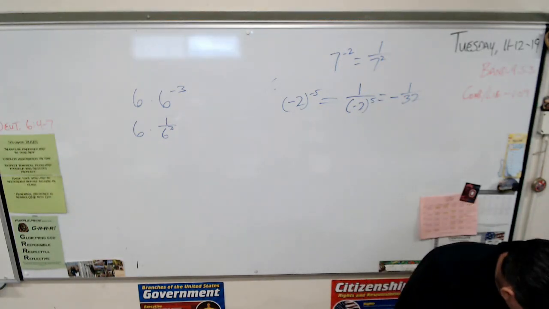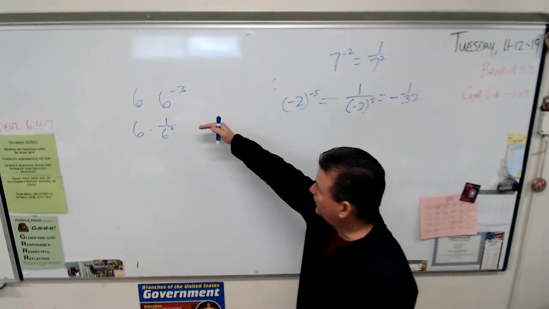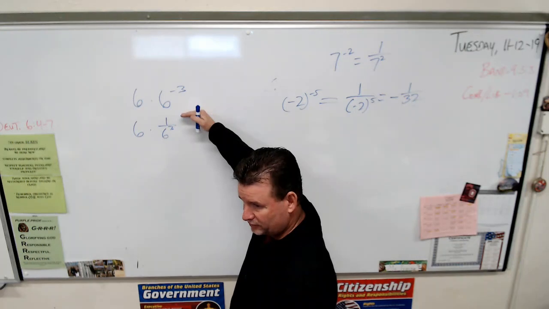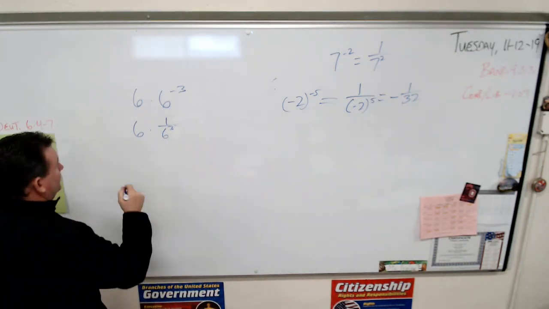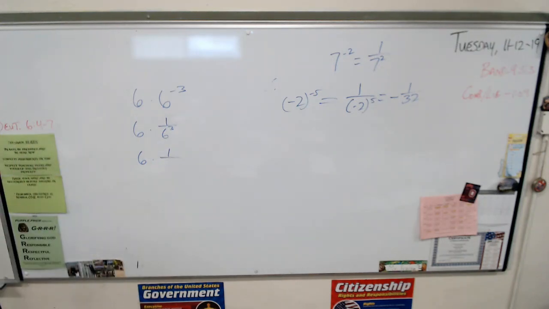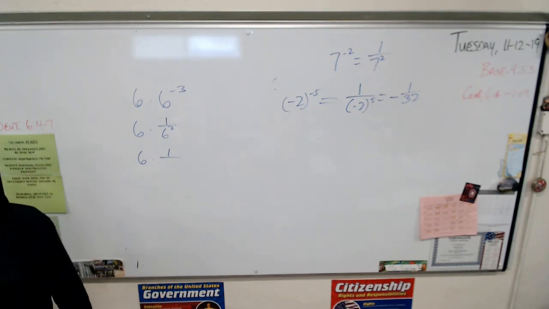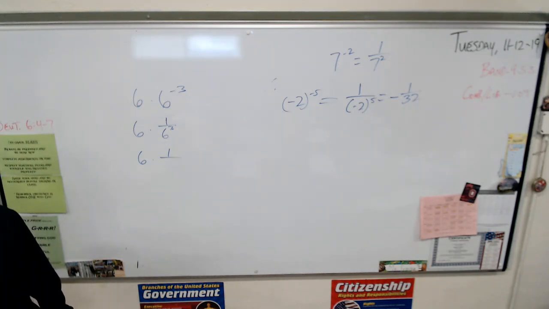All right. So we got 6 times 1 over 6 cubed. What would 6 cubed look like? 6 with a 3 at the top. Yes, but what is the answer? 1 over 36. No, 6 squared is 36. Anybody know 6 cubed? You had to figure it out to do the homework. 6 times 6 is 36. 36 times 6 is? 216?